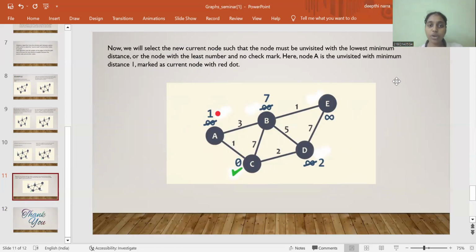And the process will continue until each vertex of the graph is visited. Now the edges from A to all the nodes are checked and the least weights are noted. After completion of visiting all nodes from A, we will mark A as visited and keep the green tick mark. The process is continued until each node of the graph is visited.